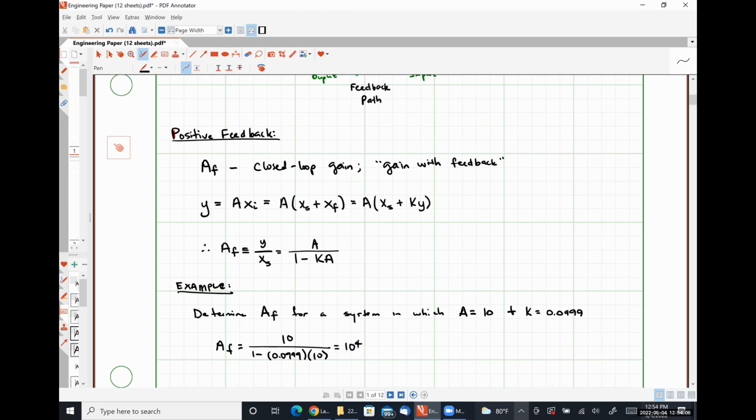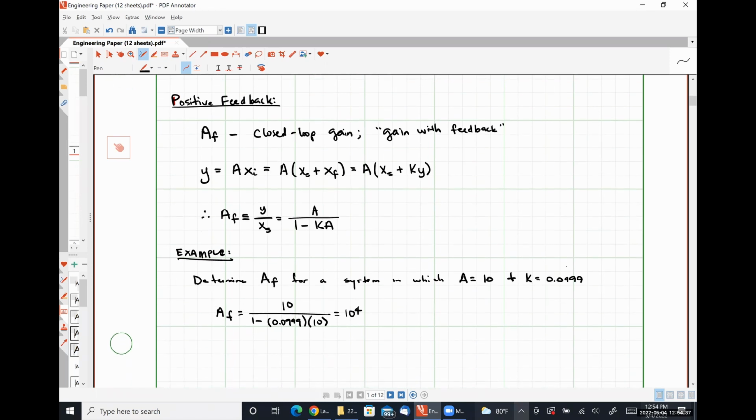Okay, so the purpose of this simple example here was to illustrate that we can get a very substantial increase in the overall system gain by applying positive feedback. But there are problems associated with this, okay? So the first problem that we're going to talk about, I'm going to call gain sensitivity, okay?